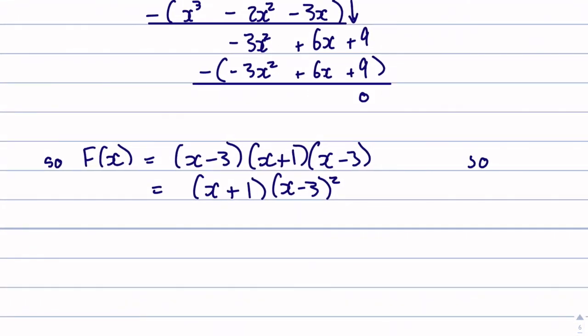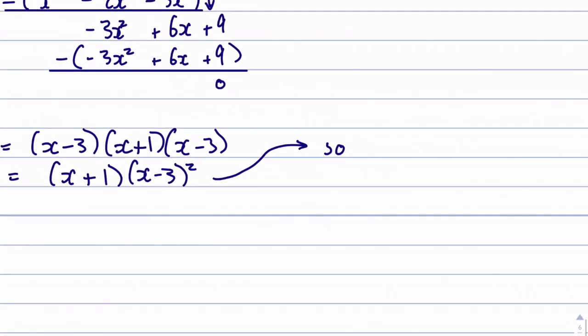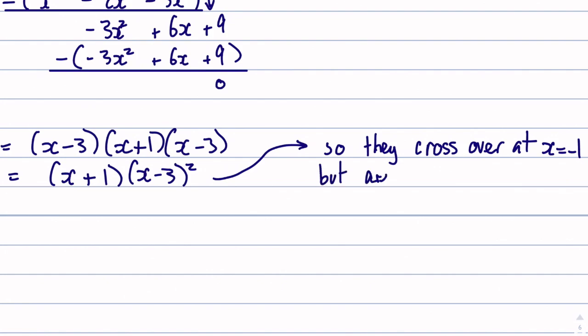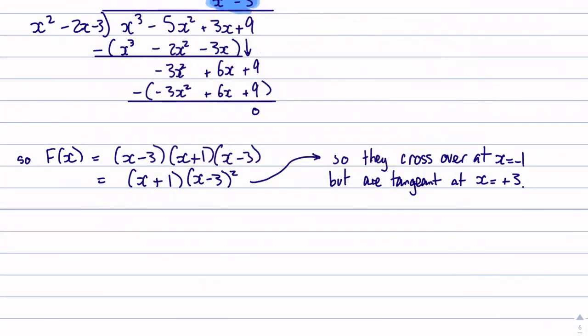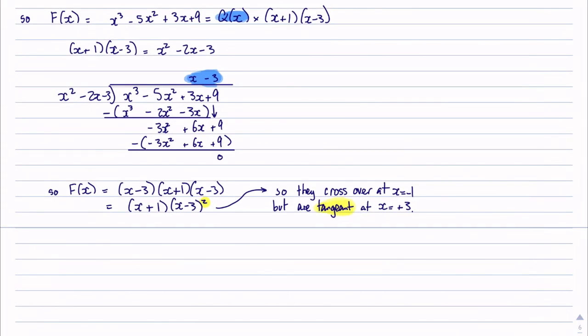So they cross over at x equals minus 1, but are tangent, which means they touch but don't actually cross, it bounces back, at x equals positive 3. And we knew that because the positive 3 was the squared one. The rest you're going to do like that.